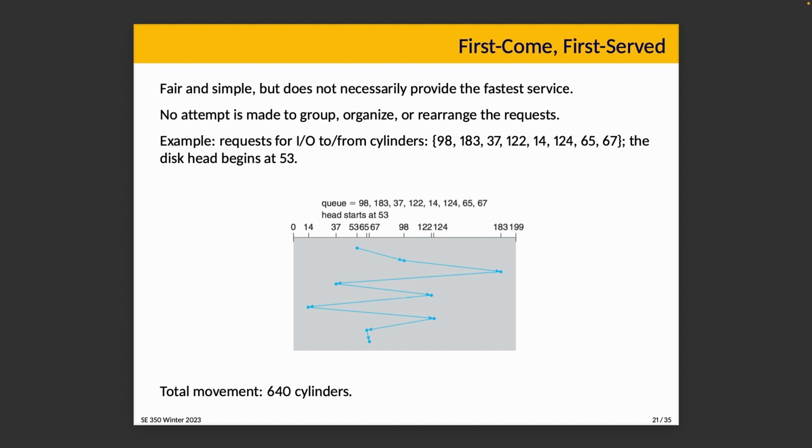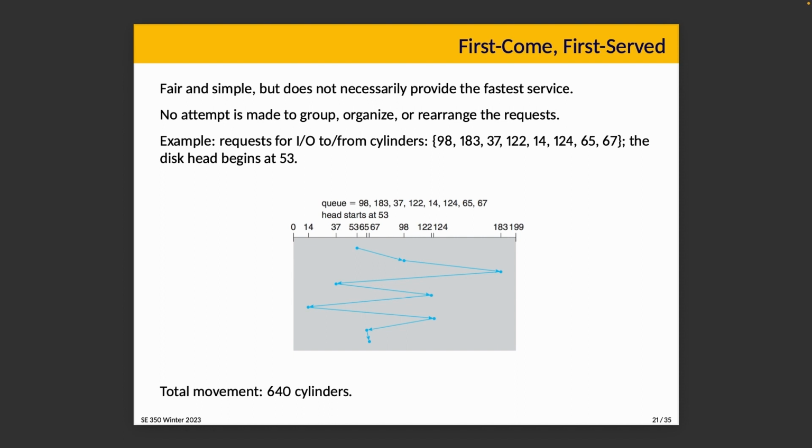Right, so we start at 53, and the request queue is 98, 183, 37, 122, 14, 124, 65, 67. This is the requests as they came in, and we just try to do them in that order. So we start at 53, we go to 98, then 183, then all the way back to 37, up to 122, down to 14, 124, 65, then 67. The way the requests have been scheduled results in a lot of wild swings back and forth.